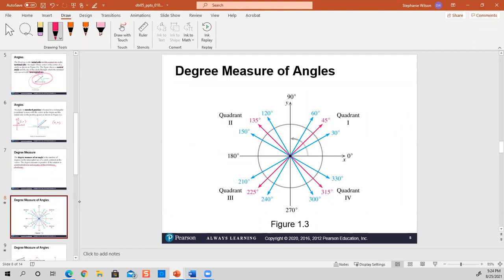Eventually, we're going to add radians in. We're going to add a lot of good stuff to it. So this is building the unit circle. You need to know this.